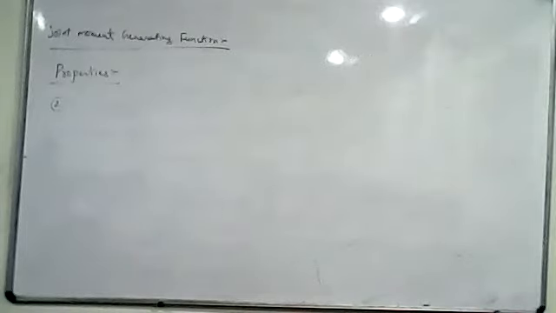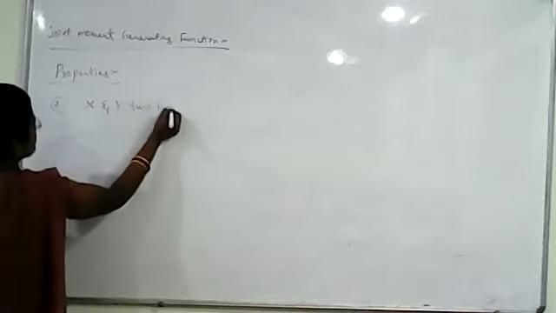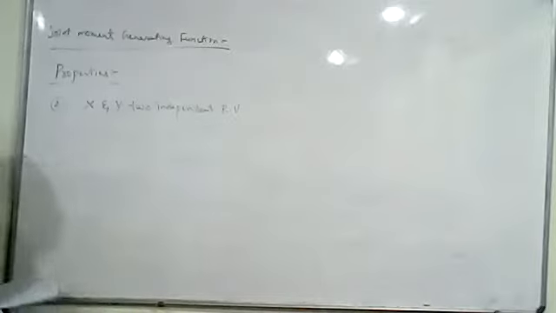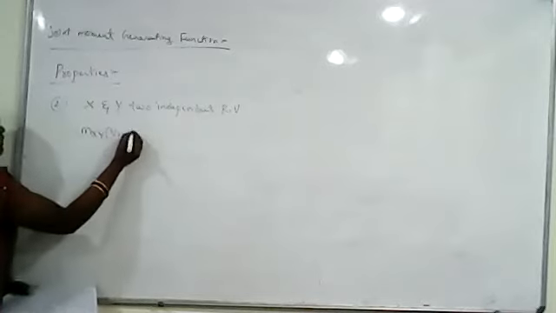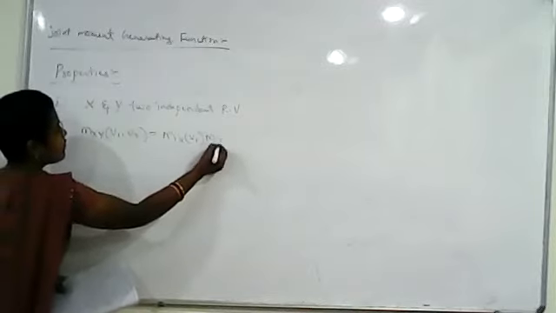The second property of joint moment generating function. If x and y are two independent random variables, then the joint moment generating function will be equal to the product of marginal moment generating functions. Okay, so just note down: if x and y are two independent random variables, then Mxy of v1 comma v2 will be equal to Mx of v1 into My of v2.